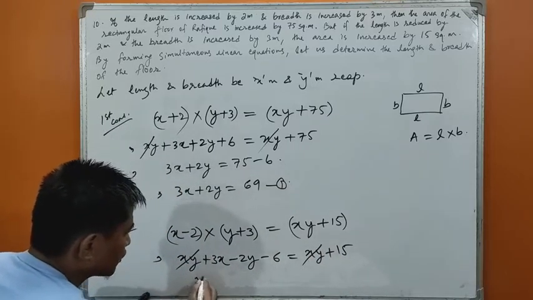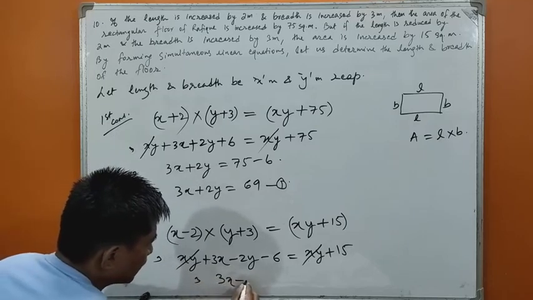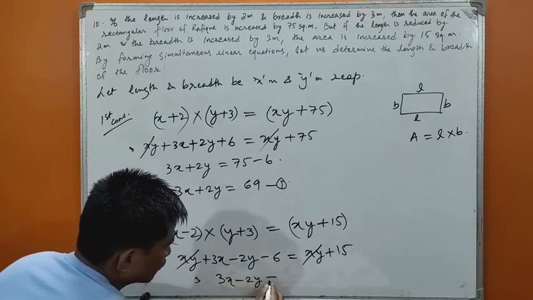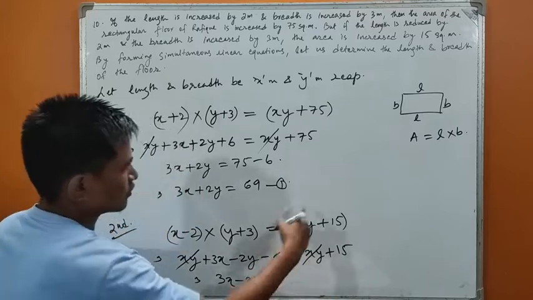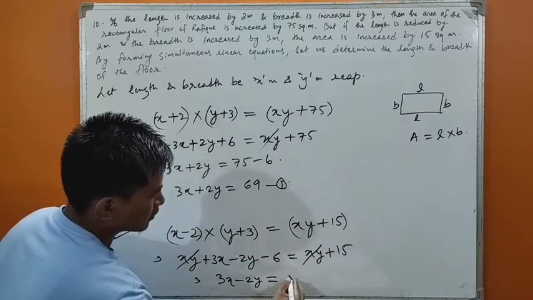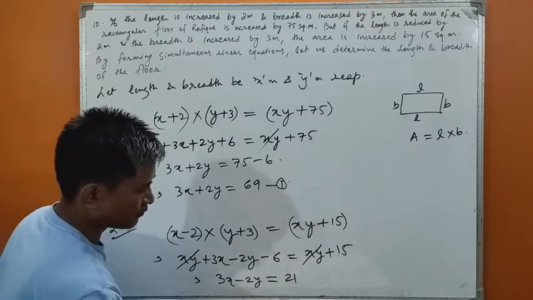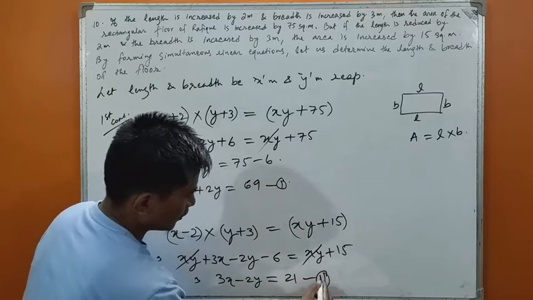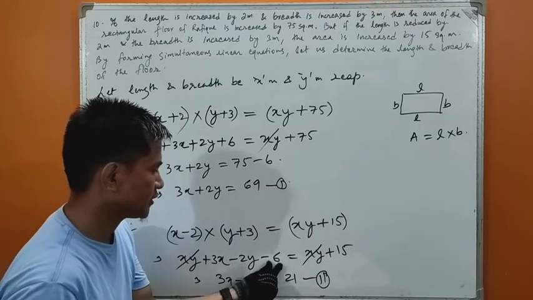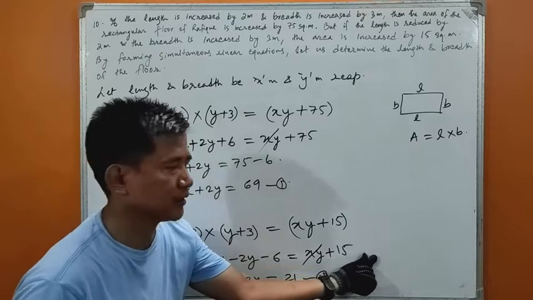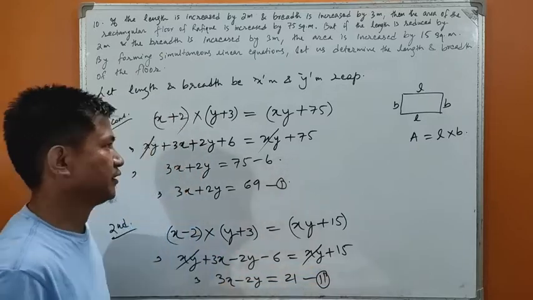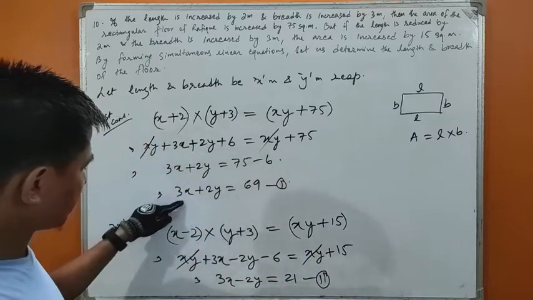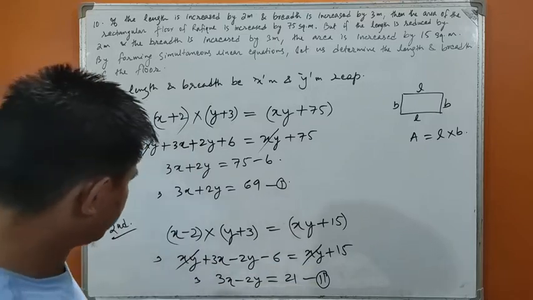So we have 3x minus 2y equals to, let us take this minus 6 to the right hand side. So 15 plus 6 is 21, isn't it? This is equation 2. How did this 21 come? Minus 6 goes to the right hand side, it becomes plus 6, and 6 plus 15 is 21. I hope you got this. Now let us solve equation 1 and equation 2, okay?